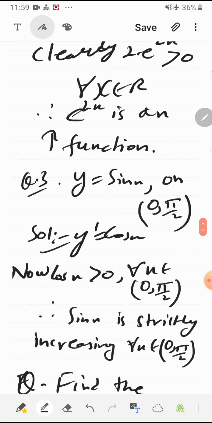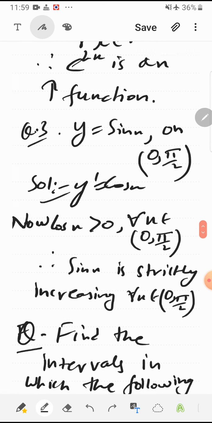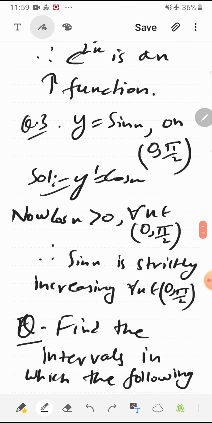Now in the interval 0 to pi by 2, y is equal to sin x. So y dash is equal to cos x, and cos x is always positive. Now students, remember one thing here: we have not asked about a closed interval, because the function is strictly increasing, and if we consider pi by 2, then at pi by 2 cos x is 0. So we should avoid this point where the derivative is 0. That is why the interval is open. So cos x is only greater than 0, that means sin x is strictly increasing in this interval.